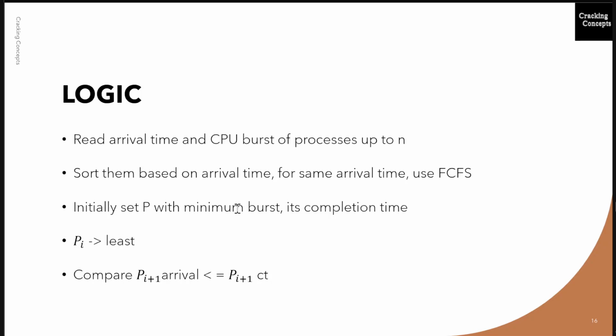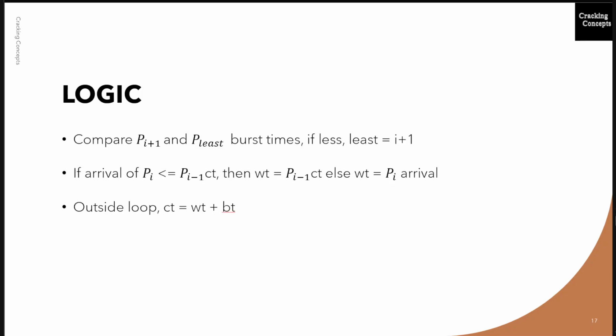Then initially the first process is taken, that is the one with the minimum burst time. Then its completion time is calculated first of all. Then that particular process will be set as the least value. Then comparison is done between the arrival time of Pi plus 1 and the completion time of Pi plus 1. Now checking if the arrival time is less than or equal to the completion time of the process. Now if that is the case, then again this process and the process which is set as least will be compared based on their burst times.